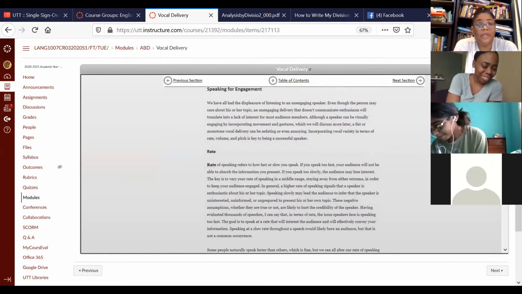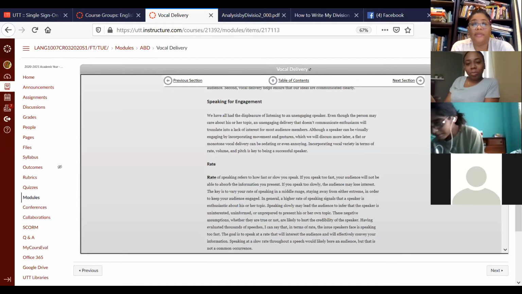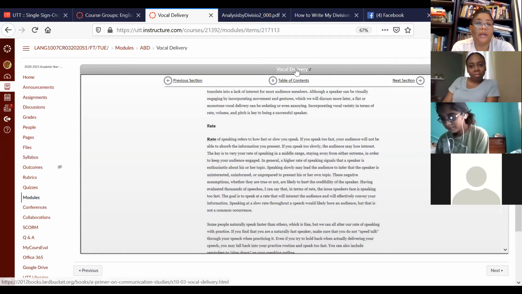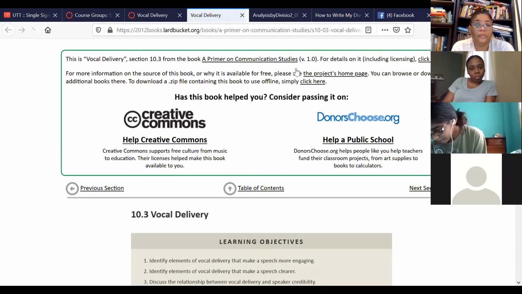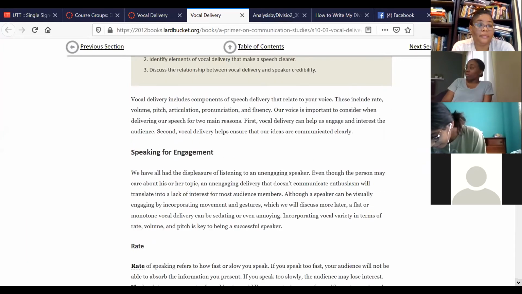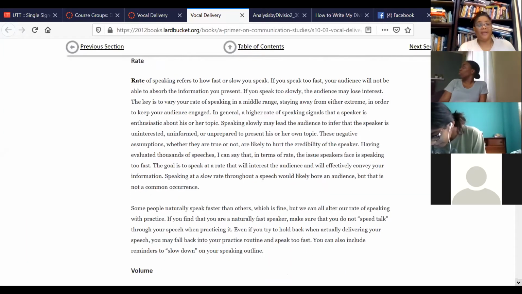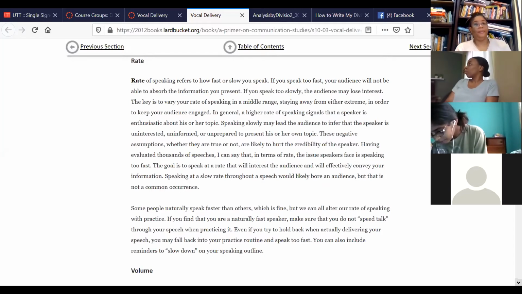Right? So you'll notice some of the things we looked at last week with vocalics come across when we talk about vocal delivery, right? So that includes the rate, so how fast you speak or how slowly you speak.